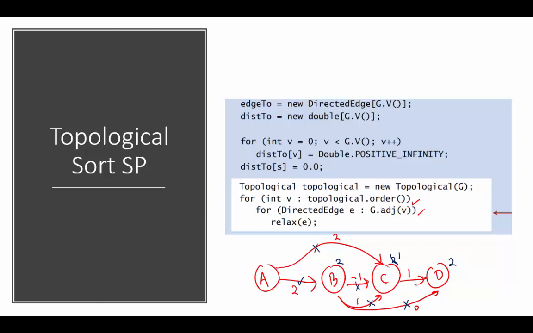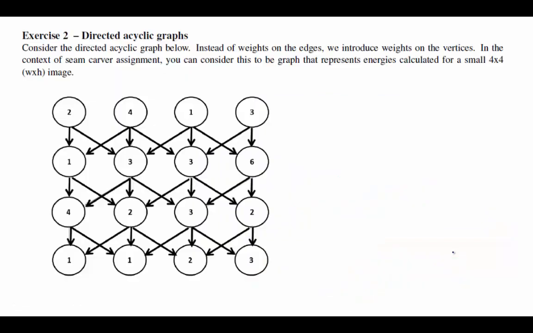So now let's see whether I can get better. Using this edge, I can say 1 plus 1 is 2, but I already have a 2. So I have used all the edges in this graph, and I have tried to relax it there. So I have found the shortest distances from A to all the other vertices using the topological sort algorithm.